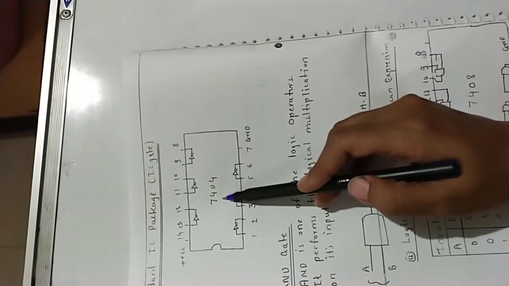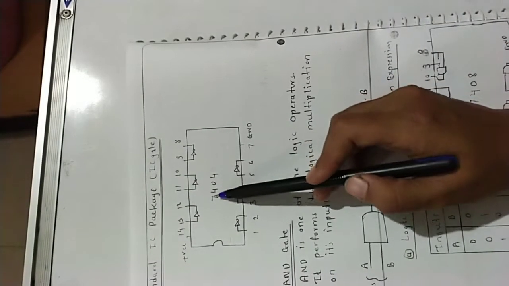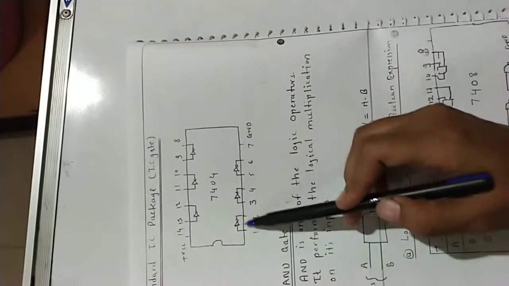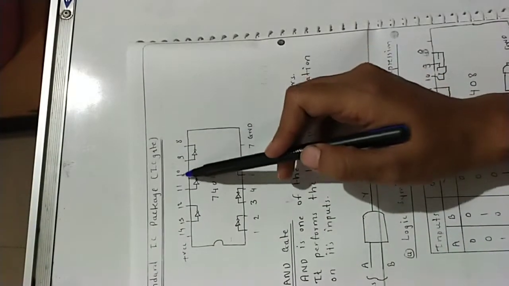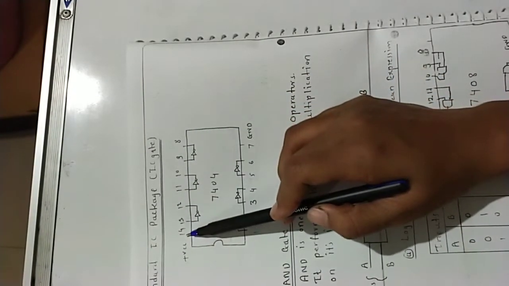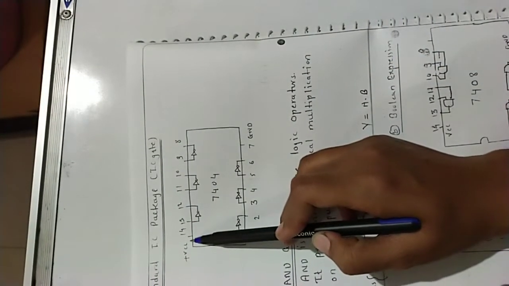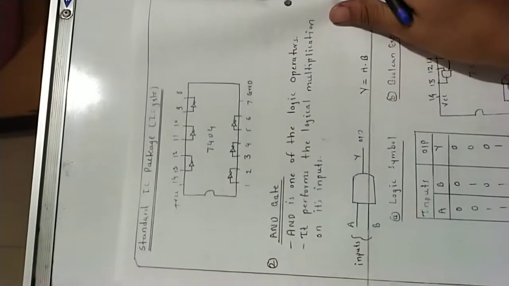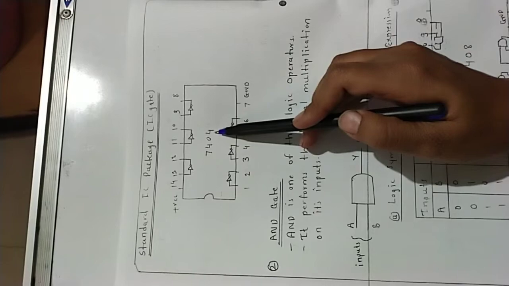So this may be asked in your exam. So what is the IC number for NOT gate? Okay, so this is a 14 pin IC. Pin number 1, 2, 3, 4, 5, 6, 7 is ground pin. 8, 9, 10, 11, 12, 13 and 14 is a VCC pin. 7 number pin ground and 14 number pin VCC. Pin numbers also may be asked in your exams. Okay, so IC number will be also asked in your exam.